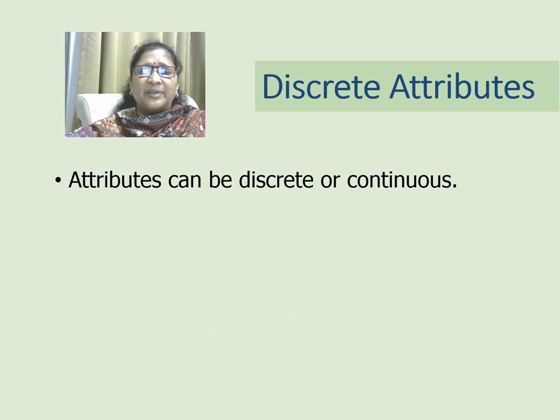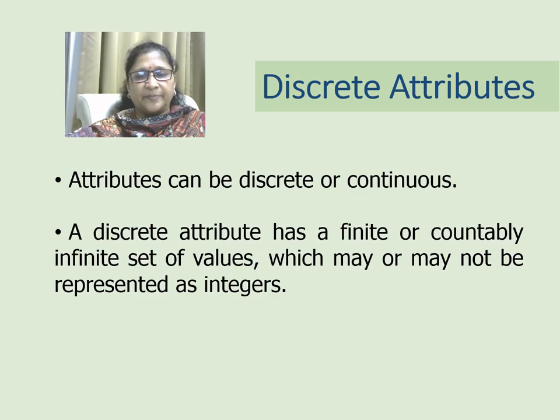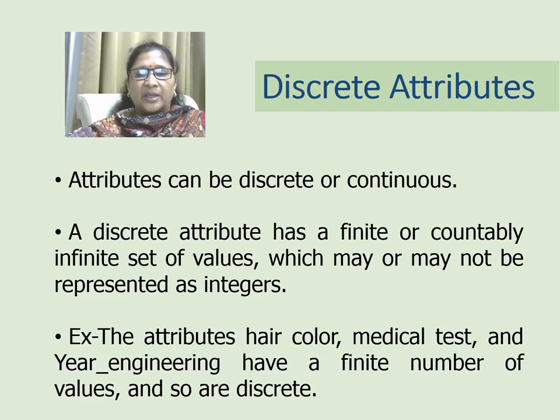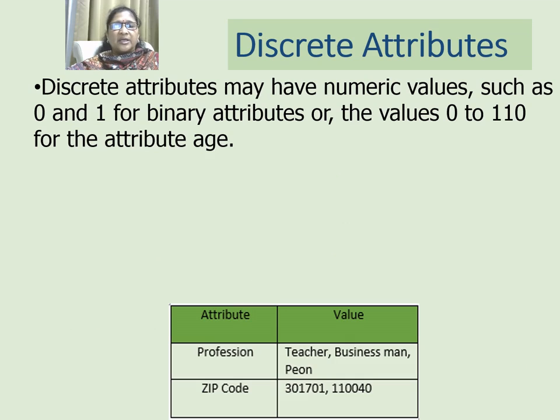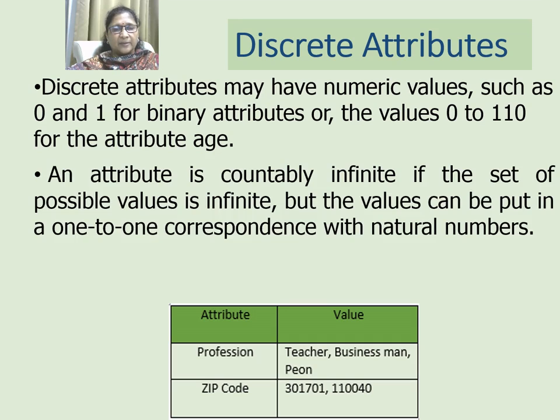The attributes can be further classified as either discrete attributes or continuous attributes. Discrete attributes have a finite or countably infinite set of values which may or may not be represented as integers. The attributes hair color, medical test, year of engineering are discrete attributes. Discrete attributes may have numeric values such as 0 and 1 if they are binary. If it is age as an attribute, the values may range from 0 to 110.